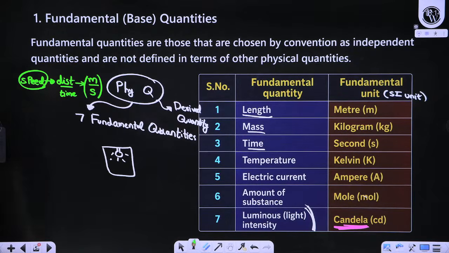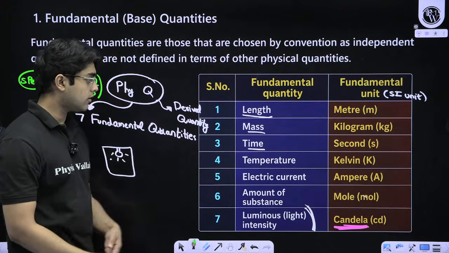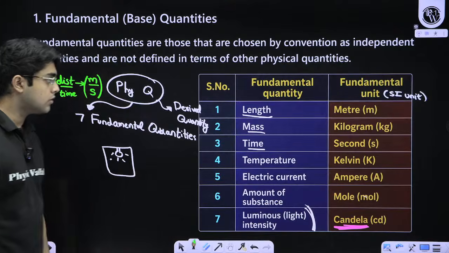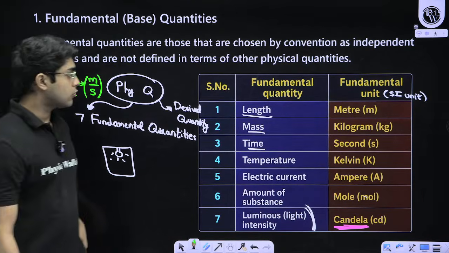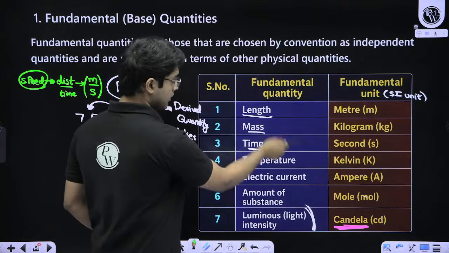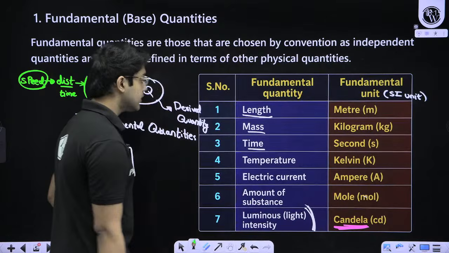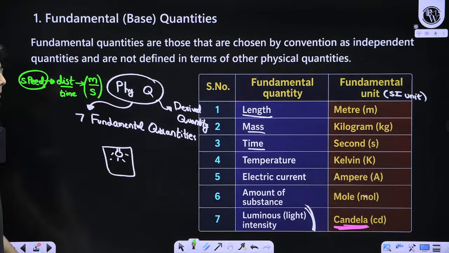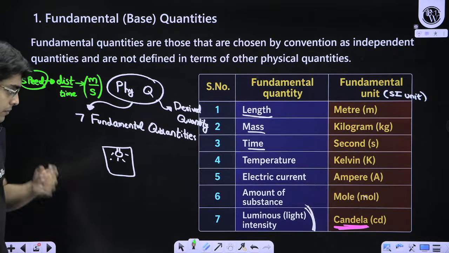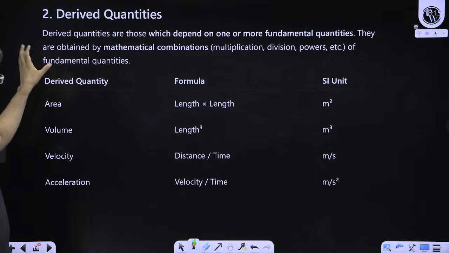Okay, so like how I derive the unit for speed, you can derive the unit for any other physical quantity which is not in this list. Okay, so that is it. So the fundamental quantities are basically you can say independent. Okay, and the other quantities, their units will be derived. Now these are some derived quantity examples.